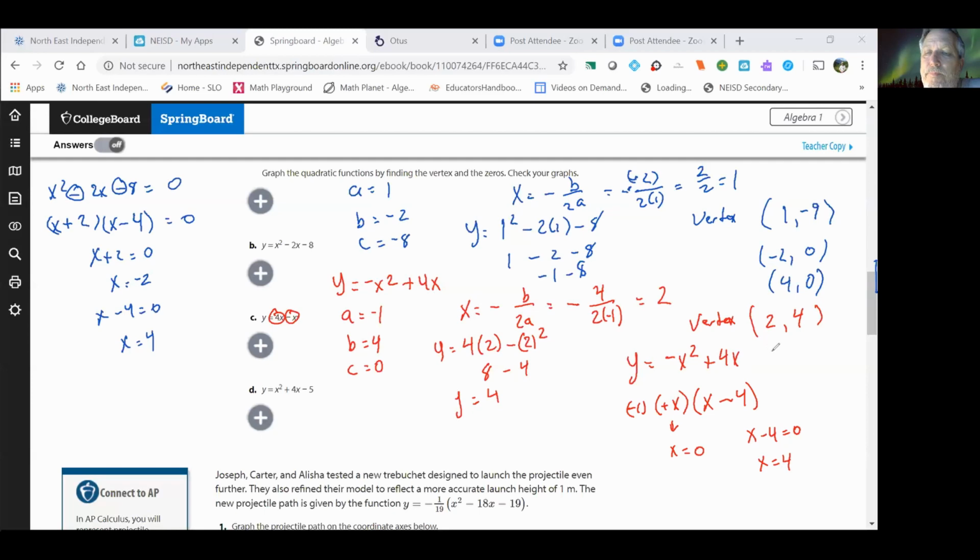All right, so the zeros: x is equal to 4, y is equal to 0, or x is equal to 0, y is equal to 0. So again, we have these 3 points right here.